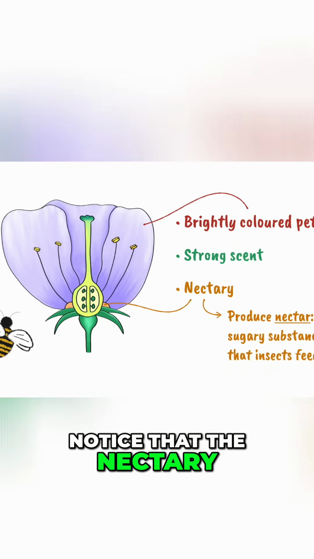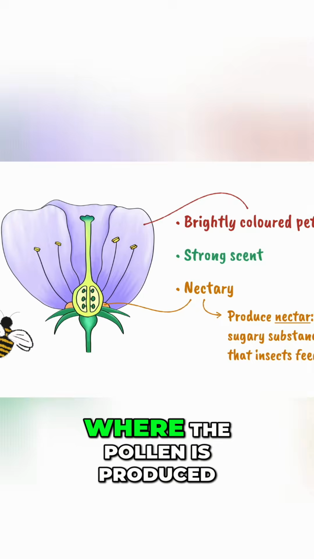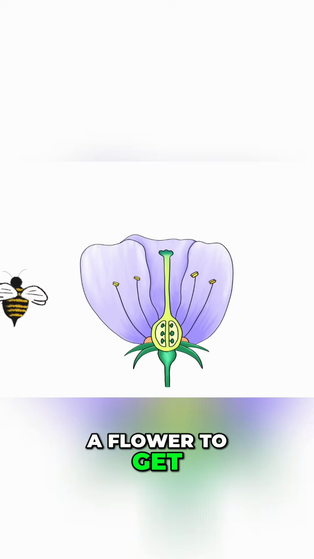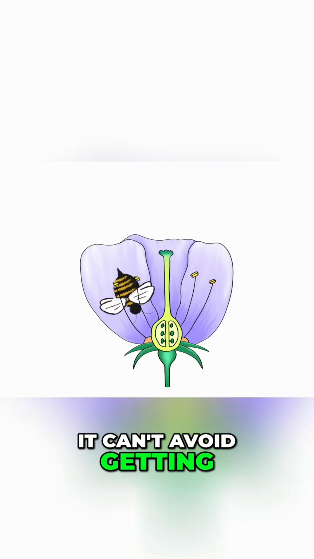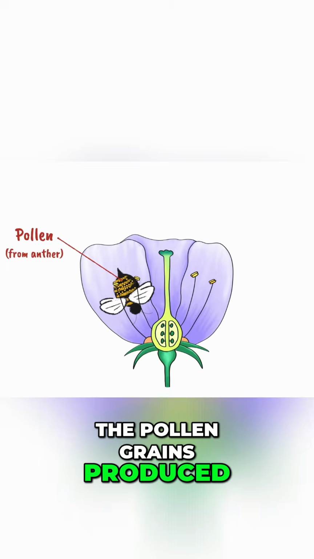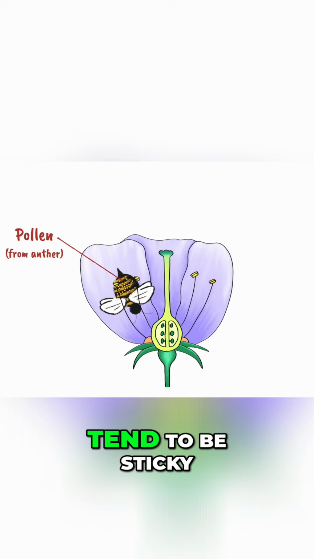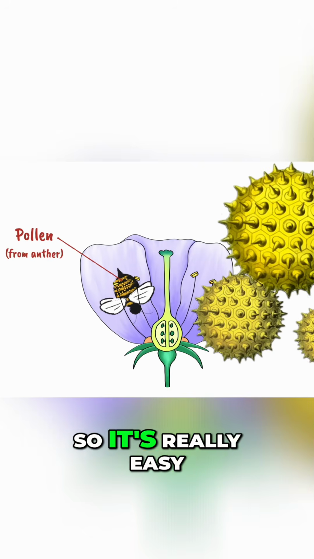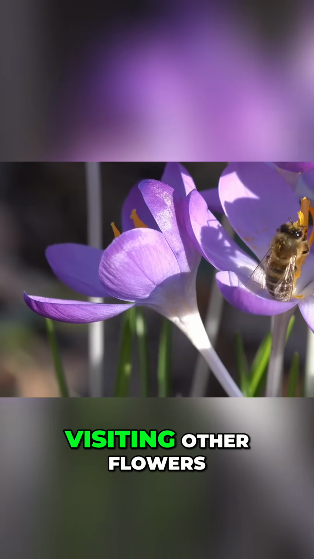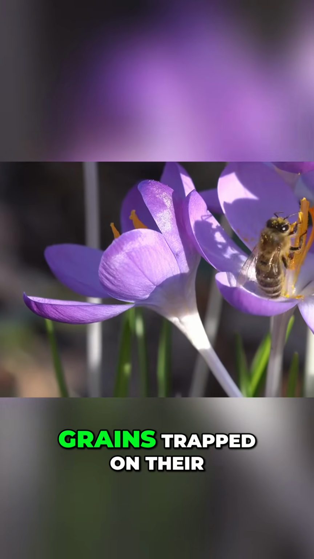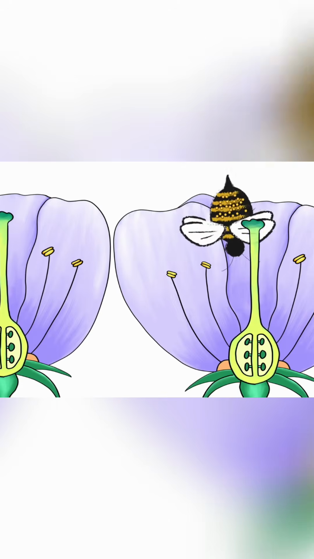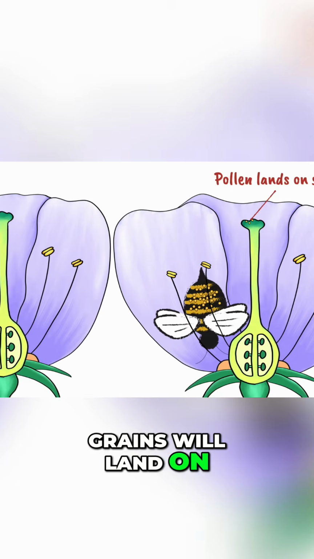Notice that the nectary is located far below the anthers where the pollen is produced. As an insect visits a flower to get its fill of nectar, it can't avoid getting pollen from the anthers trapped on its body. The pollen grains produced by insect-pollinated flowers tend to be sticky or spiky, so it's really easy for them to cling to an insect's body. As they carry on visiting other flowers, some of those pollen grains trapped on their body are bound to get deposited on the next flower. Some of these pollen grains will land on the stigma.